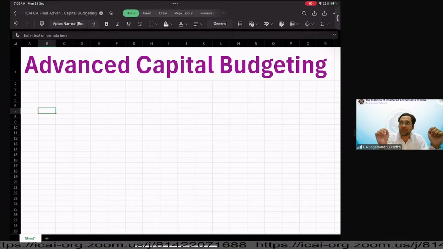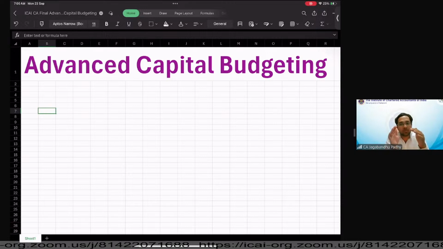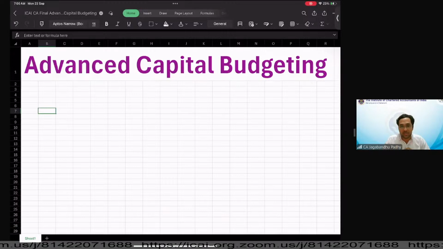Maybe that part is just 15 or 20% of what we have in the CA Final syllabus for advanced capital budgeting. This is going to be a much more inclusive and widespread topic that we are going to look at right now. So what do we really have in this advanced capital budgeting?